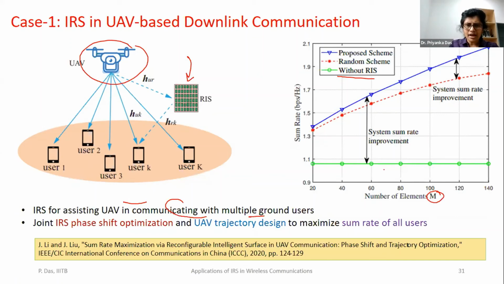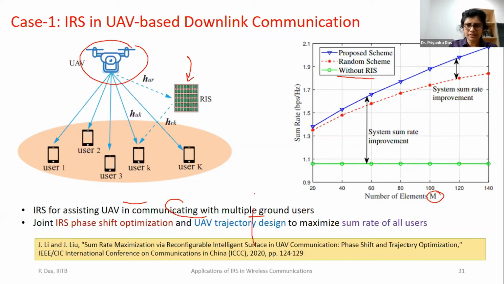Now the sum rate will be high, of course, when you have a random scheme. Random scheme in what sense? Okay, before this, what is the scheme? You are going to optimize the IRS reflection coefficient and UAV trajectory. The problem is now UAV trajectory optimization and IRS reflection coefficient optimization, such that you want to maximize the sum rate of all K users.